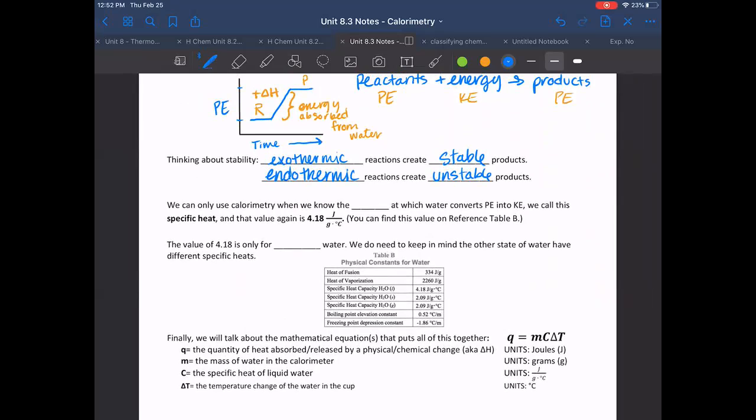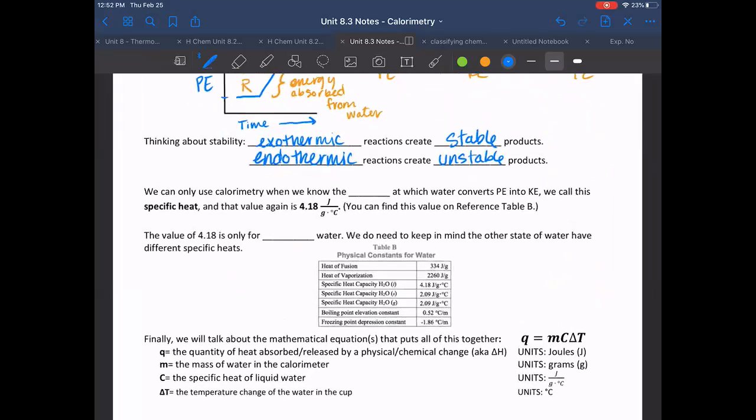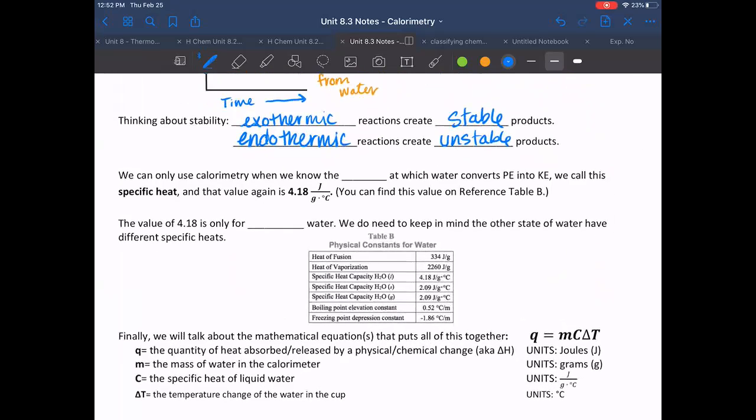So the reason why we can use calorimetry is because we know the rate at which water converts potential energy into kinetic. We already talked about this term quite a bit. This is literally specific heat. Because we know specific heat is why we can use calorimetry. But I just want to point out that this number is only for the liquid state.